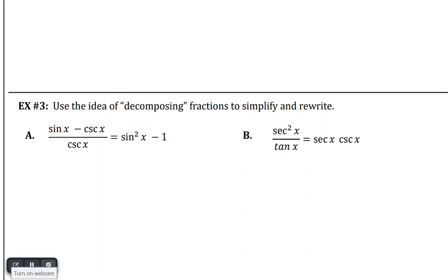Today we're going to finish up our notes that we left off on yesterday. So let's backtrack to 3B because I think we skipped that. What we're going to do is start with the more complicated side, which I would say is this one. And we're going to try to break it down. Let's change everything into sine and cosine.